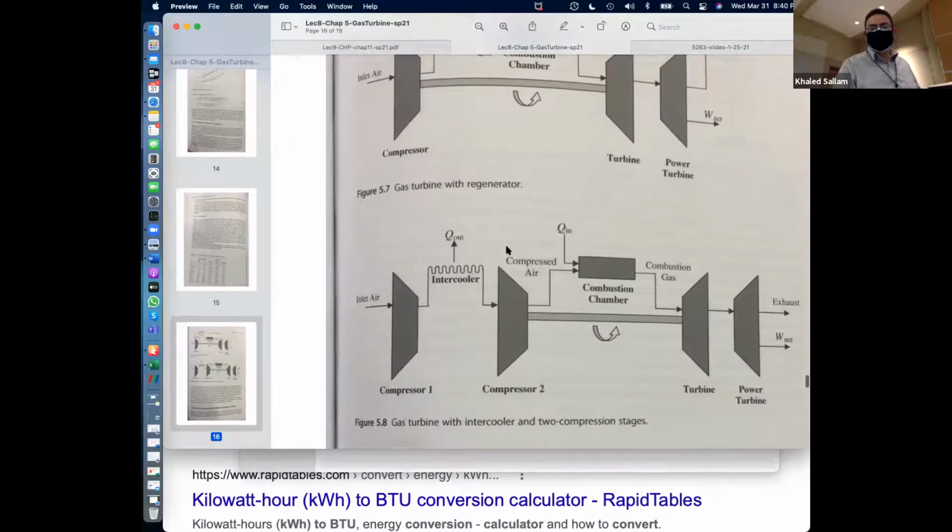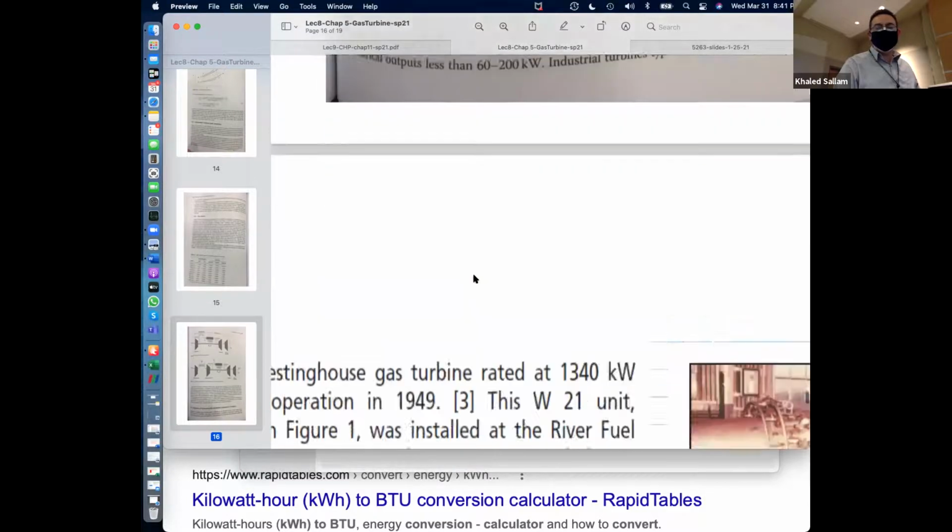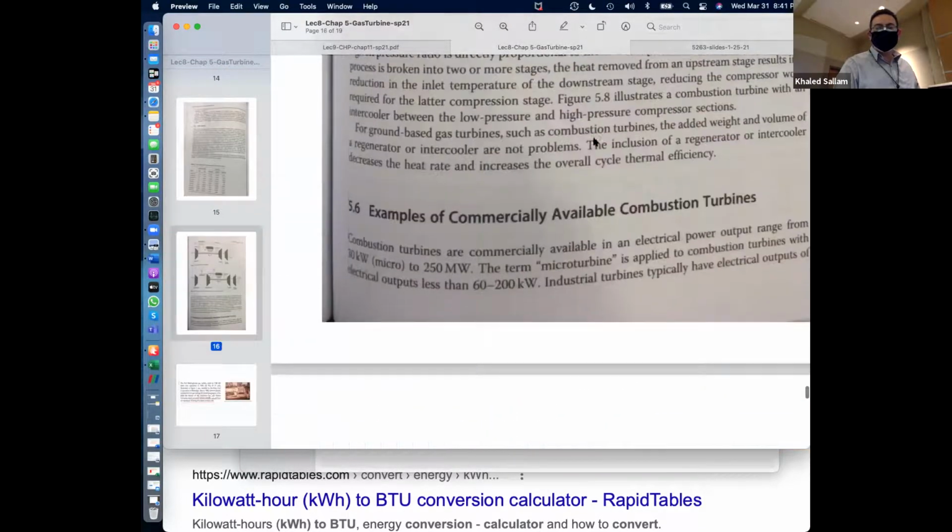So regeneration is one. The second thing that they do is intercooling. Okay? So what's intercooling? Rather than taking the compressor one shot, they cool the air in the middle. A lot of big compressors have multi-stage with intercooler between them.